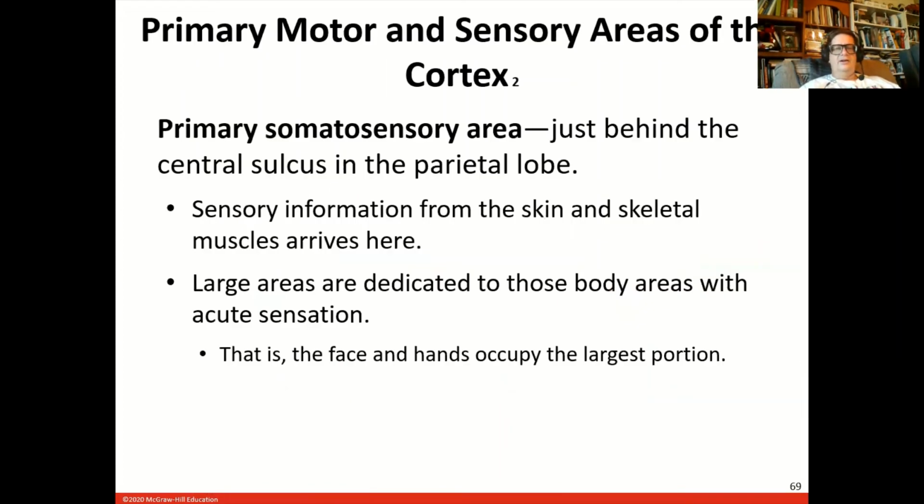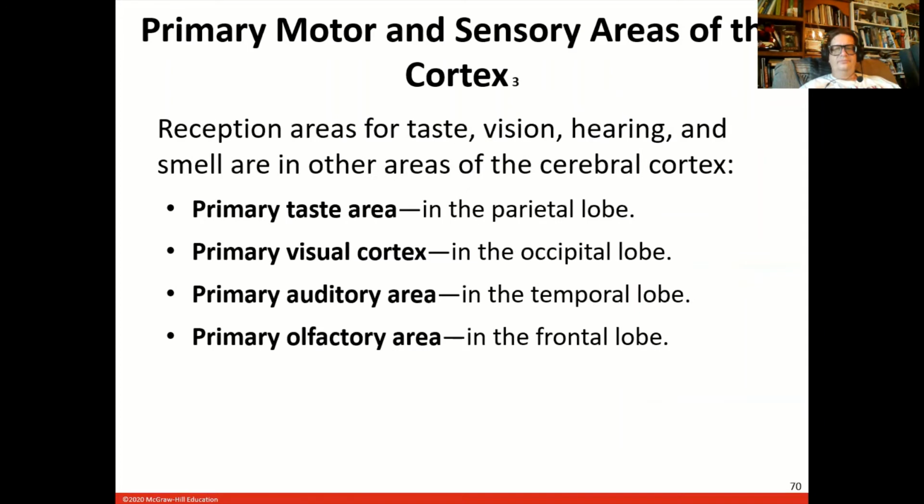All right. Now let's go over reception areas. Taste in the parietal lobe, visual in the occipital lobe, auditory areas in the temporal lobe. Makes sense because you remember that's where the external auditory meatus, the hole going into the ear canal, is. Olfaction at the frontal lobe.